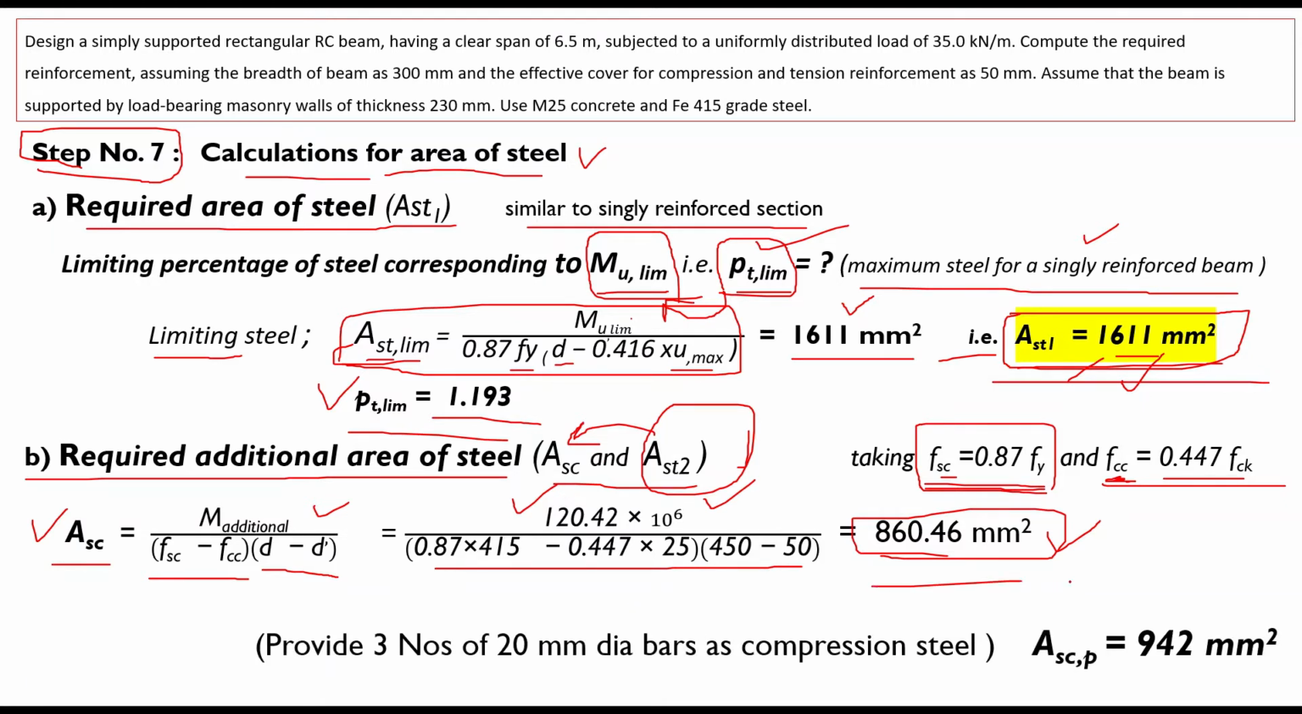So approximately 860 millimeter square area is required. We can provide 3 bars of 20 mm diameter as compression steel, and the area of these 3 bars, ASC provided, where P is the abbreviation for provided, is 942 millimeter square. This 942 is greater than 860, so it is okay. We can proceed with the design problem.